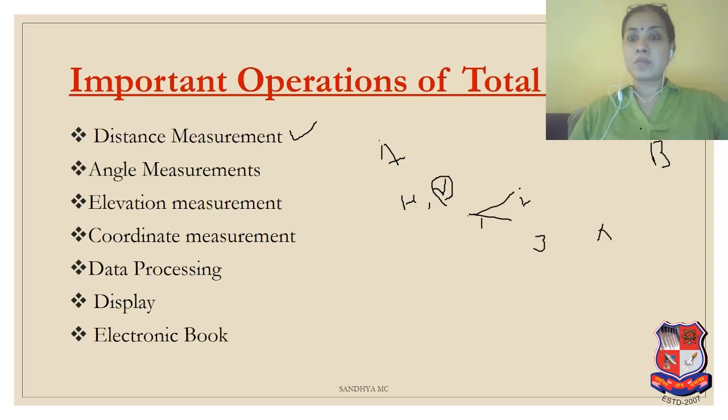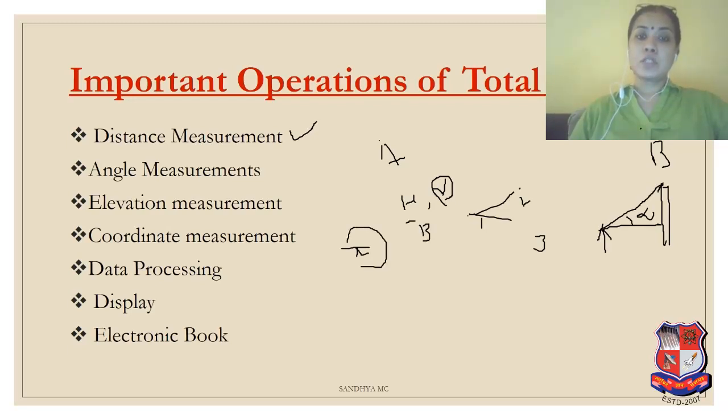Along with that, we can also measure vertical angles. If we are keeping our instrument here, and suppose one building is coming here, and you want to measure the vertical angle between this point and the top of the building, we can measure this vertical angle also. And elevation measurement, elevation of some points. This is one point, another point is the elevated point, so we can measure the elevation of these two points and find out the elevation differences also.